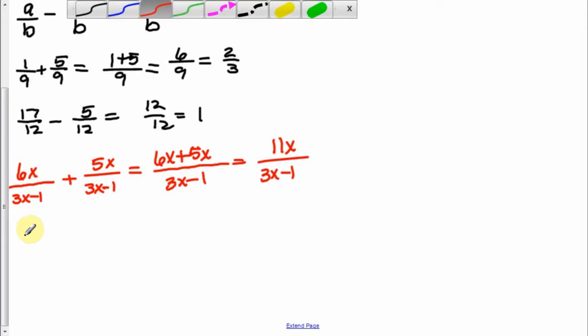Oh, I love this problem. This is a good one. x squared over x minus 4 minus x plus 12 over x minus 4.